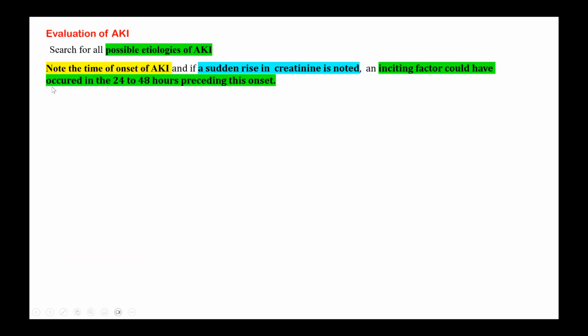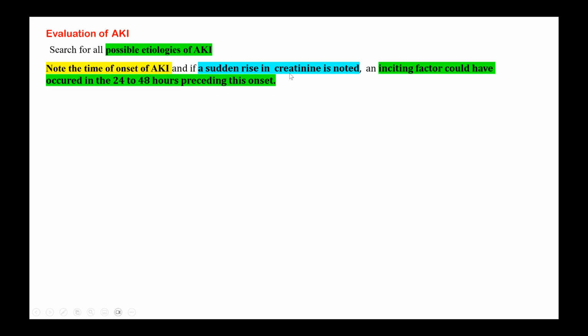Now, how do you evaluate a patient with AKI? For all possible etiologies of AKI, note the time of onset. Just like the previous discussion on VAP, we must see how soon the kidney function is deteriorating, like a drop in urine output or an increase in creatinine.